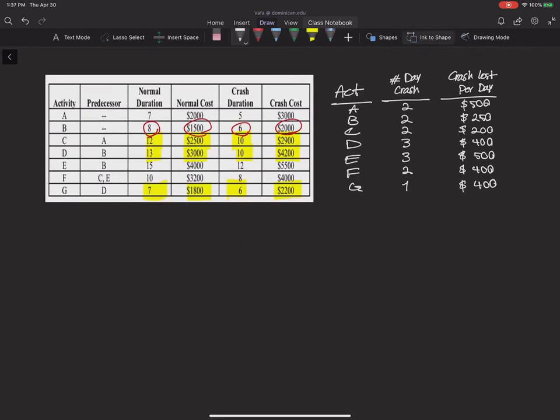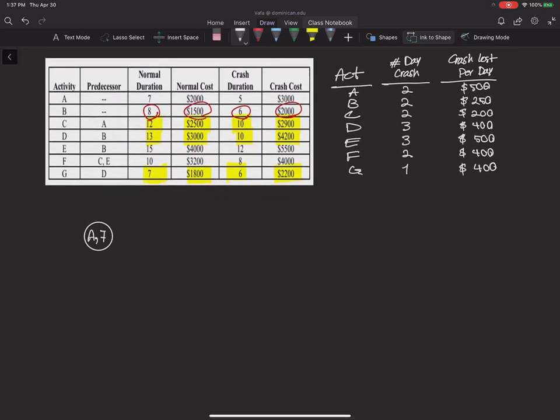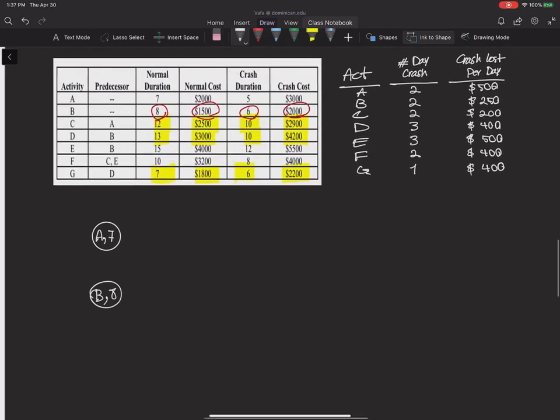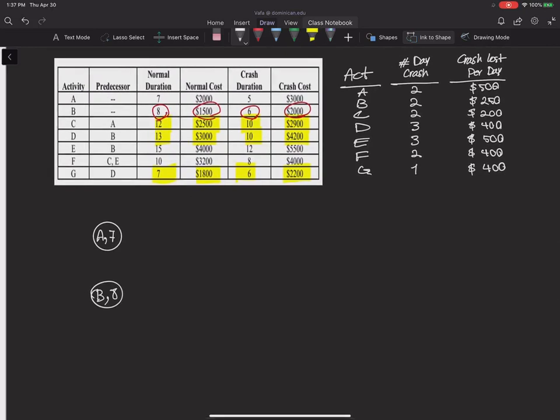Again, you can see that activities A and B don't need any predecessor. So this is my activity A, and it takes 7. I put all the normal durations, obviously. And for activity B, it takes 8 weeks to finish. After activity A, I can do activity C, and that has a duration of 12 weeks.